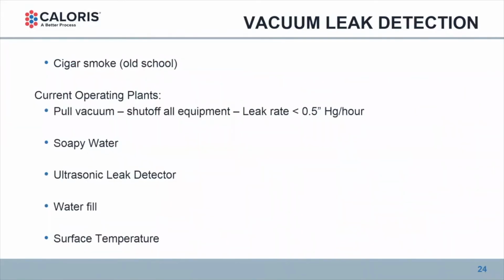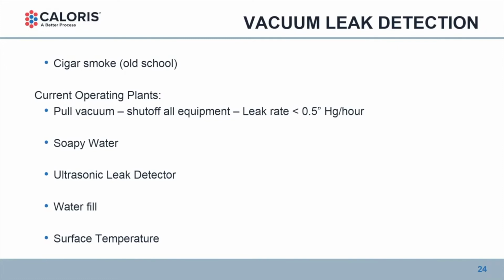So how do we detect vacuum leaks? I put the first note here, old school: cigar smoke. If you have a suspected area where you think there's an air leak, and you have the luxury of sucking on a cigar and then blowing the smoke towards that leak, you'll be able to see it sucking in. Of course, for most of us in our food applications, that's just not a possibility.